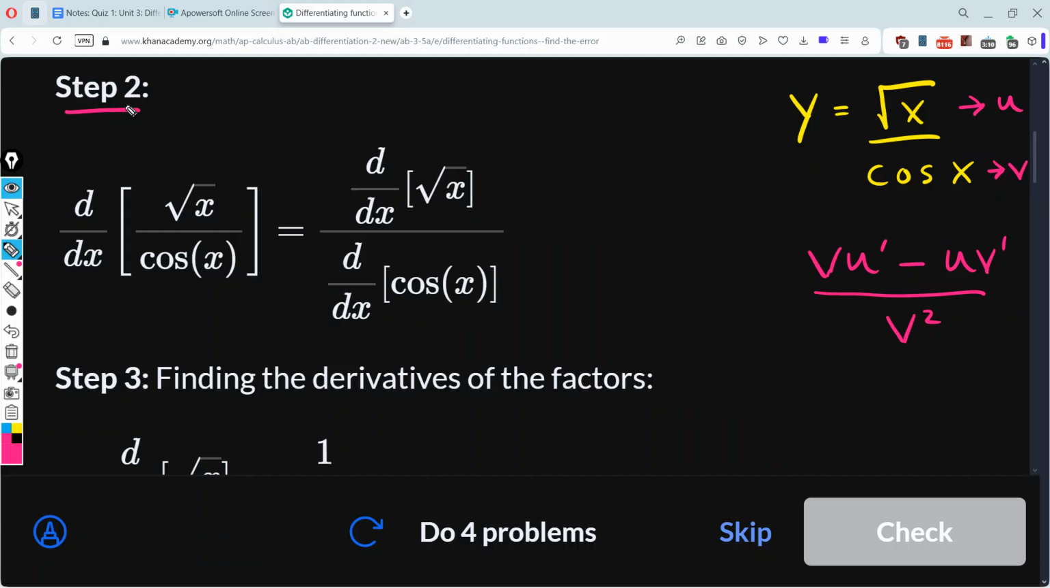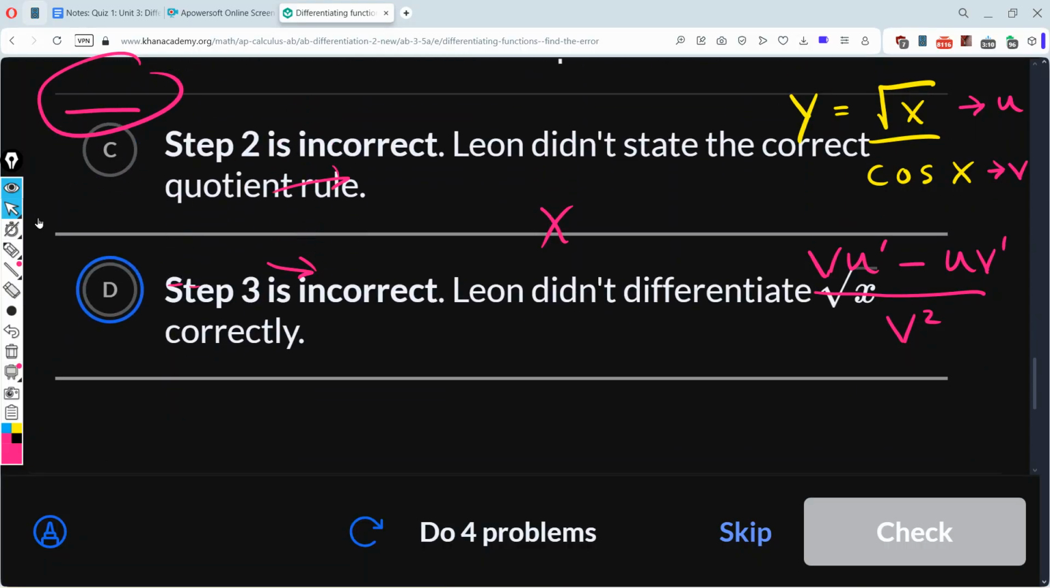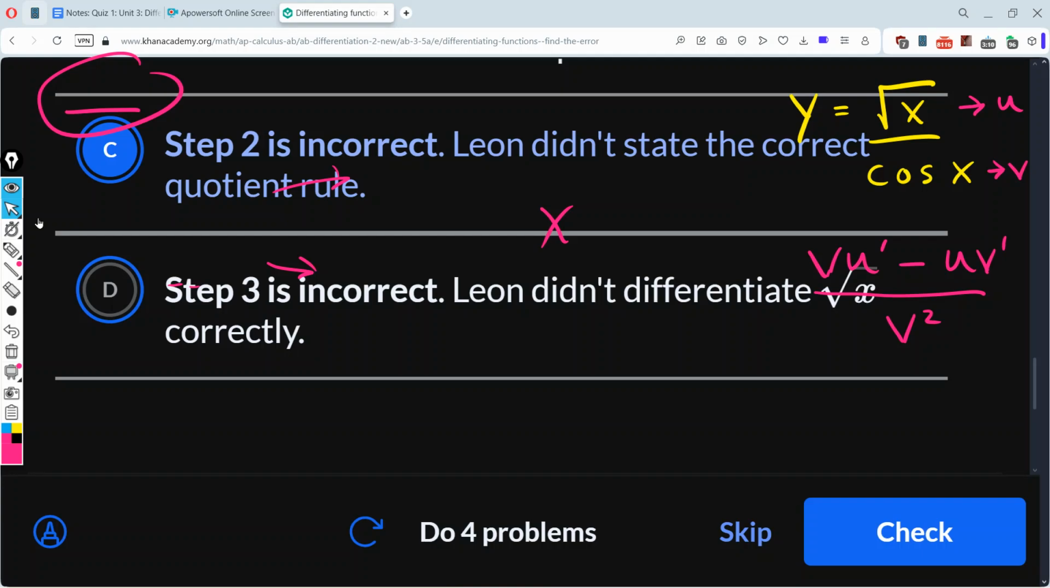So what did he do in step two? Well, when he took the derivative of the original function, all he did was take the derivative of the numerator and the derivative of the denominator. Okay, that is not sufficient. You need to go through this whole process, not just the derivative of the top and bottom. So step two was the mistake right there. All right, so you can ignore the rest, and step two is incorrect.